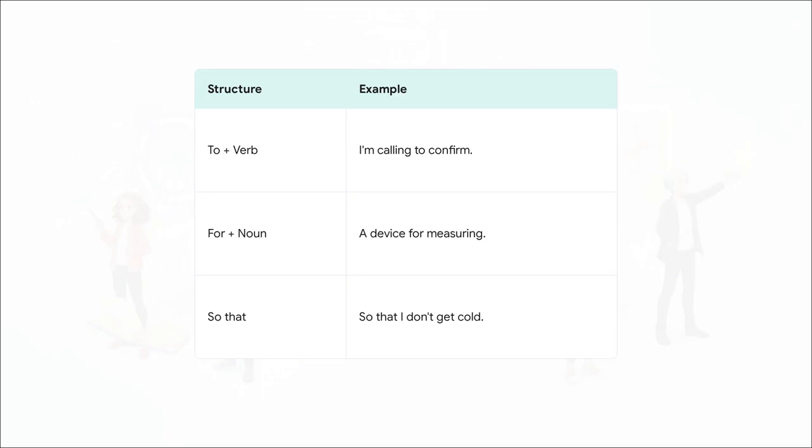To plus verb. I'm calling to confirm my appointment. For plus noun. This is a device for measuring temperature. So that, to avoid a negative: I'm wearing a coat so that I don't get cold. And finally, so that for another person. She left a note so that he would know she was home.